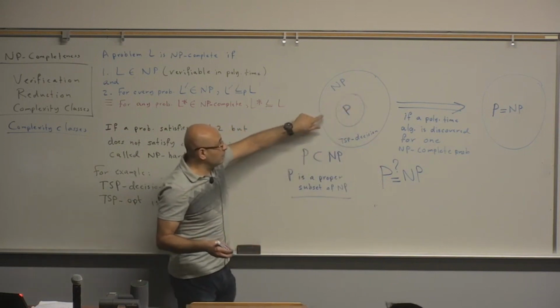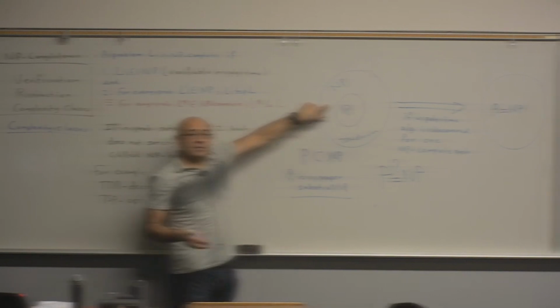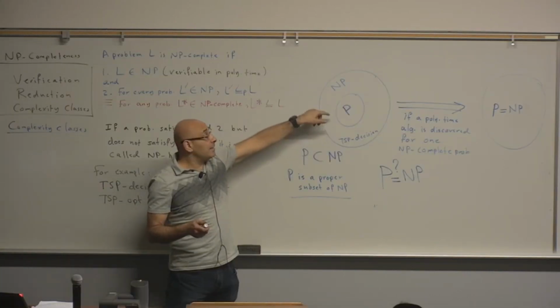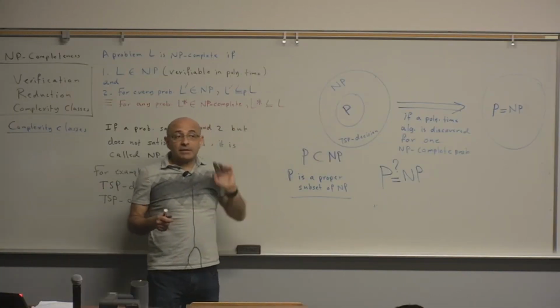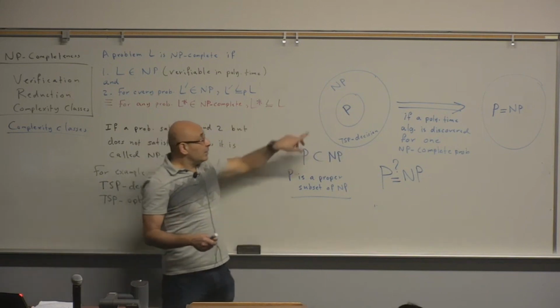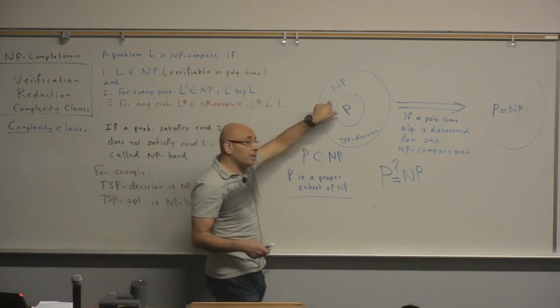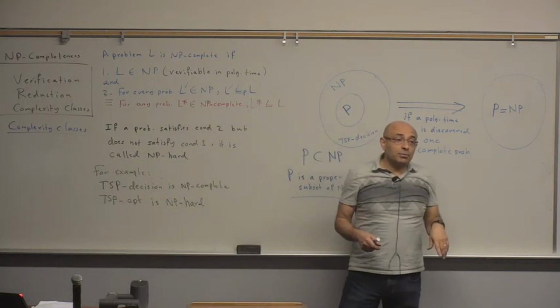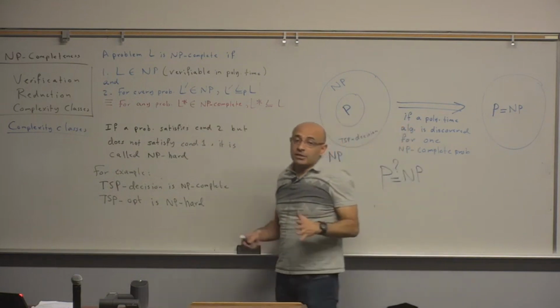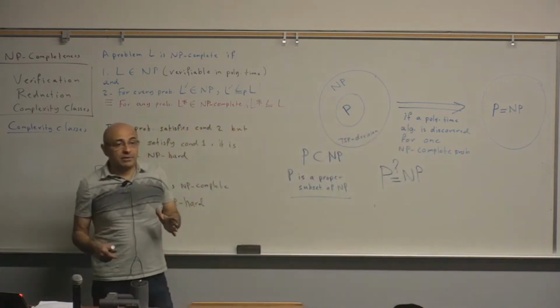So now, in order to prove this, how would you prove this? For this, you have to prove that there is a problem that cannot be solved in polynomial time. So you have to find one NP-complete problem, and you have to prove an exponential lower bound on the solution time.